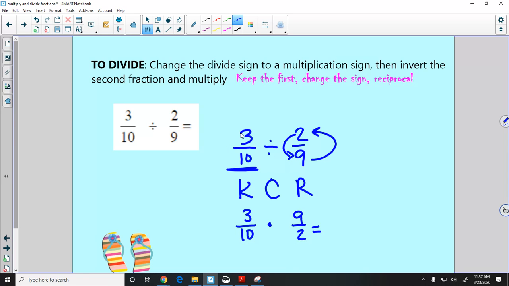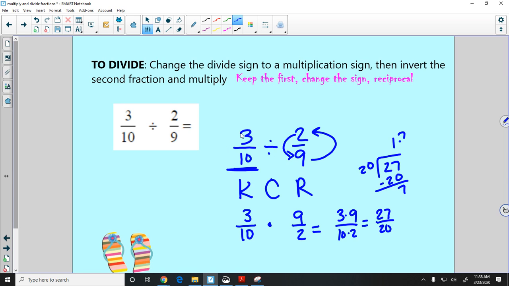And now we just multiply straight across. 3 times 9 and 10 times 2. 3 times 9 is 27 divided by 20. Now, once again, we have an improper fraction, so we have to look at it and go 27 divided by 20, going one time.